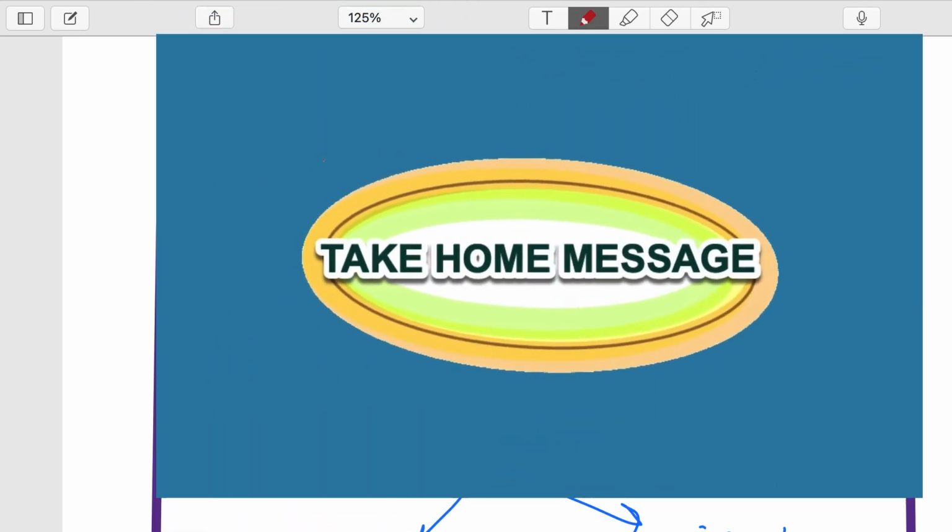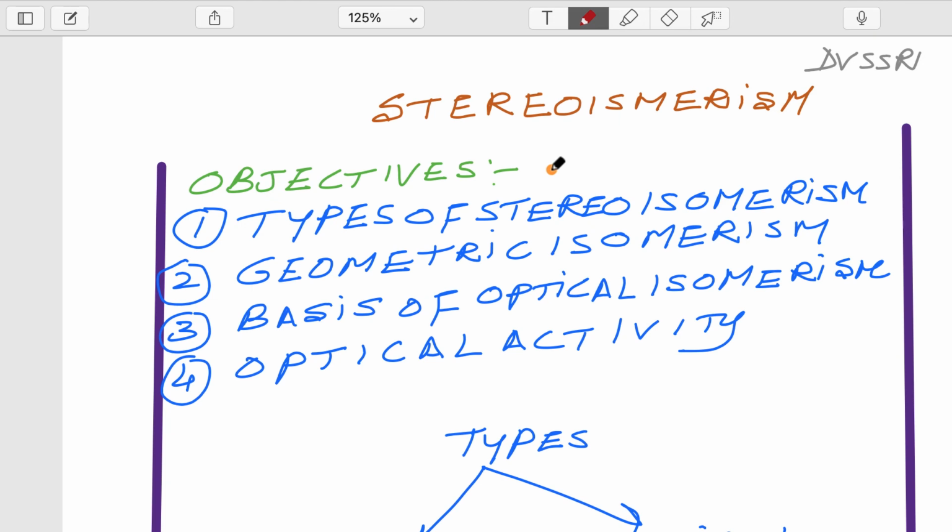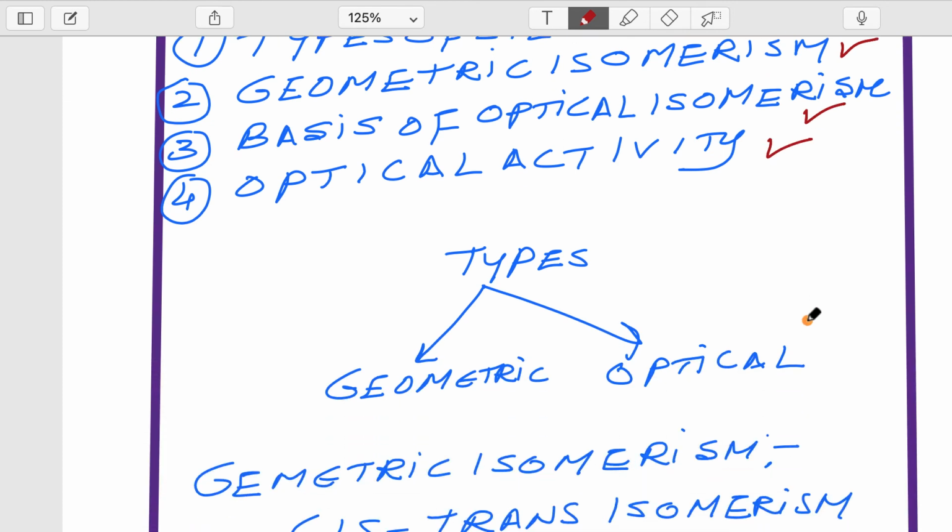What is the take-home message? In this session on stereoisomerism, we put four objectives. One is types of stereoisomerism. What are the different types? Geometric isomerism we have studied. Then the basis of optical isomerism and optical activity. At the end of the session, the learner shall know and describe all these aspects.